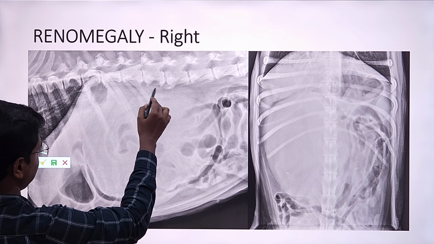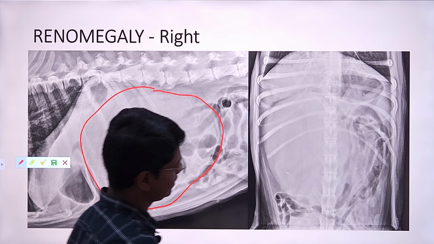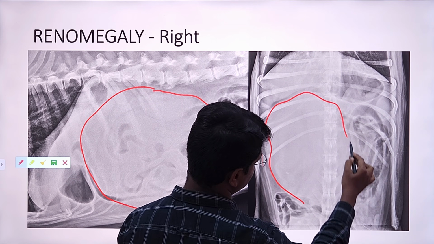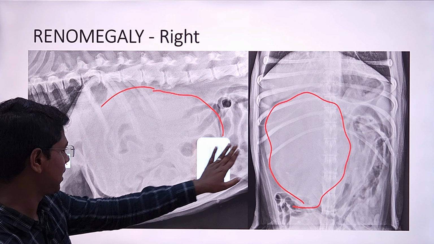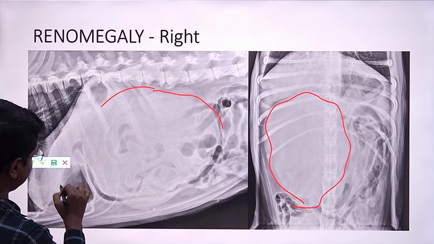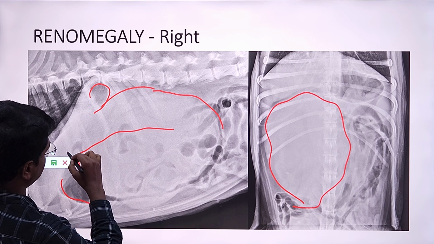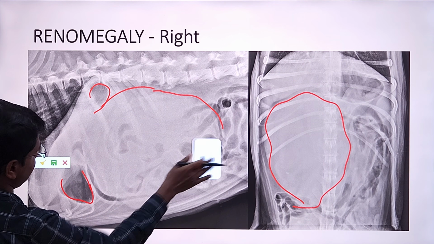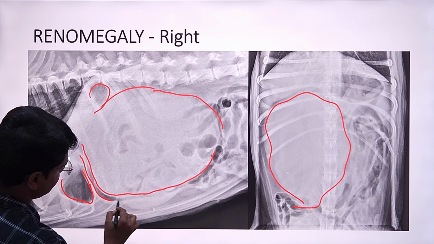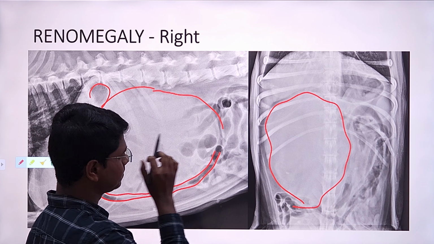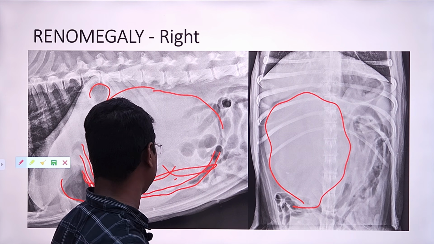So here you see, this is the big mass here. This one is the enlargement. Here you notice in this lateral radiograph, notice the duodenum. This is the pylorus. Here is the fundus, this is the pylorus. The duodenum is supposed to go like this, but instead of going like that, it has come to the ventral side. So ventral displacement of the duodenum is a sign of renomegaly, especially right-sided renomegaly.